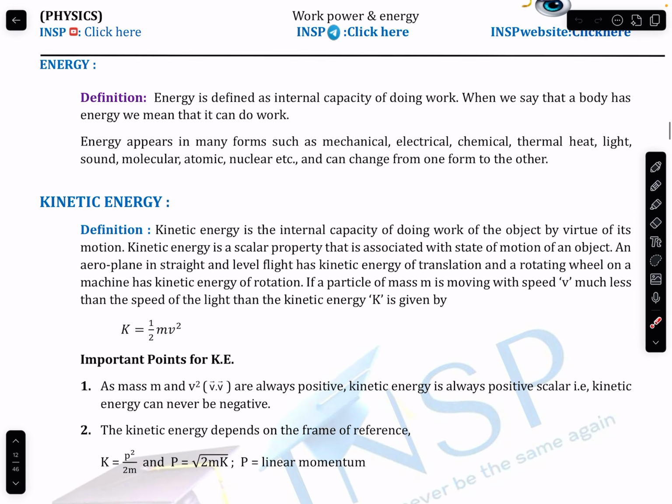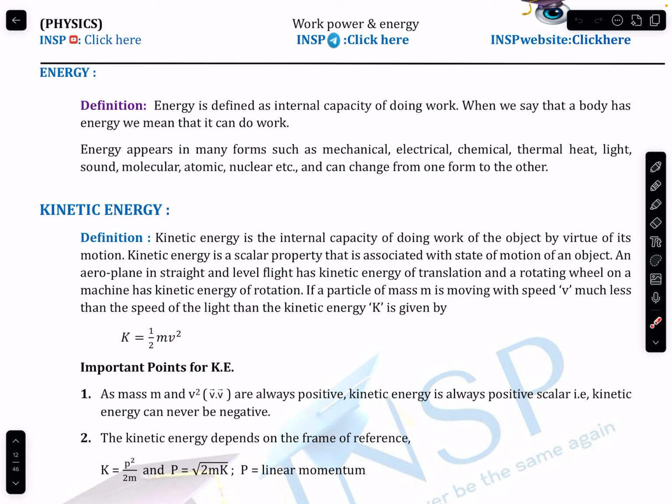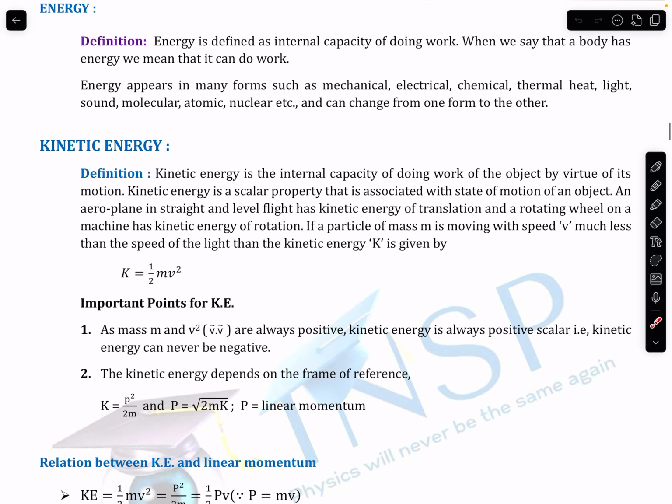Like we calculate work done in the case of spring force, something similar to that is given. All right, here the energy definition is given. Energy is defined as the internal capacity of doing work. Basically, energy and work are a similar type of quantity, with the same unit. They can convert, and also heat as well. So they can convert into one another.